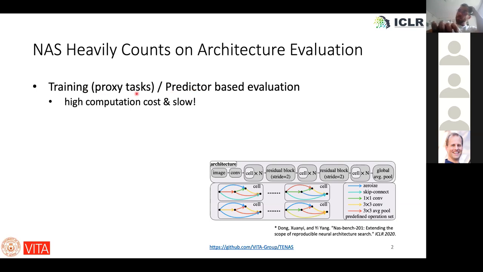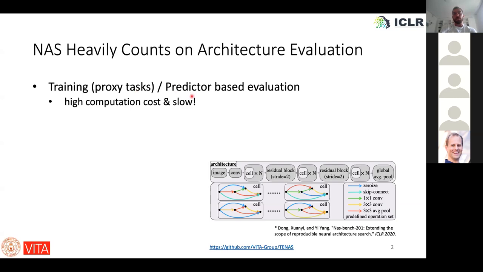The training-based approaches, including weight sharing, reinforcement learning or evolution, I count them all as training-based neural architecture search because they have to design some proxy tasks to evaluate the architecture, and this proxy task requires gradient descent. For example, some early stopping and truncated architecture or truncated dataset, something like that.